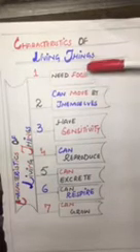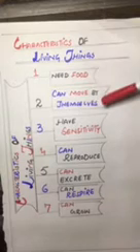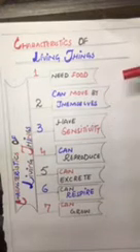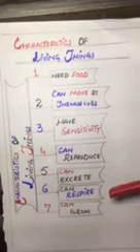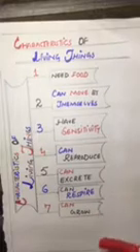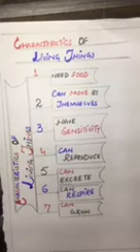Like, number 1, all living things need food. Number 2, all living things can move by themselves. Number 3, all living things have sensitivity. Number 4, all living things can reproduce. Number 5, all living things can excrete. Number 6, all living things can respire. Number 7, all living things can grow. These 7 characteristics make living things different from non-living things.